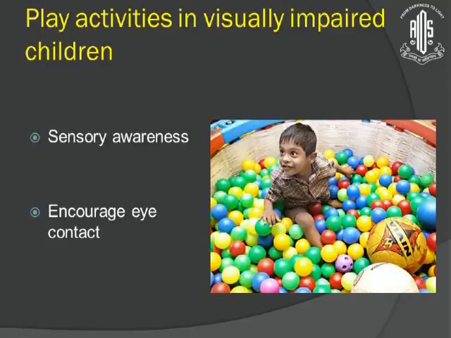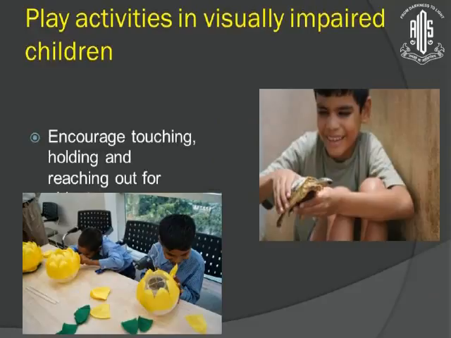Encourage eye contact. That is a very important part of our social interactions. Visually impaired adults usually have difficulty in establishing eye contact because of low vision; the patient is not able to identify the face of the person he is talking to. One technique suggested is that the caregiver or the parent wears a colored goggle, so that the child can see the colored goggle, and the child is encouraged to look at the face. So even though the child has low vision, when he becomes older, he will be able to establish eye contact. And encourage touching, holding, and reaching out for objects.